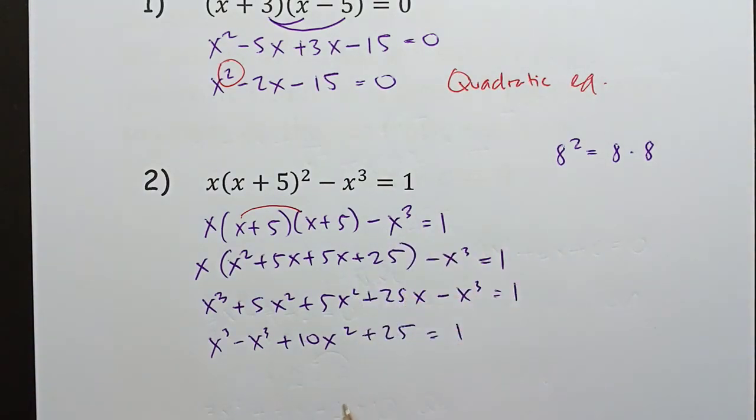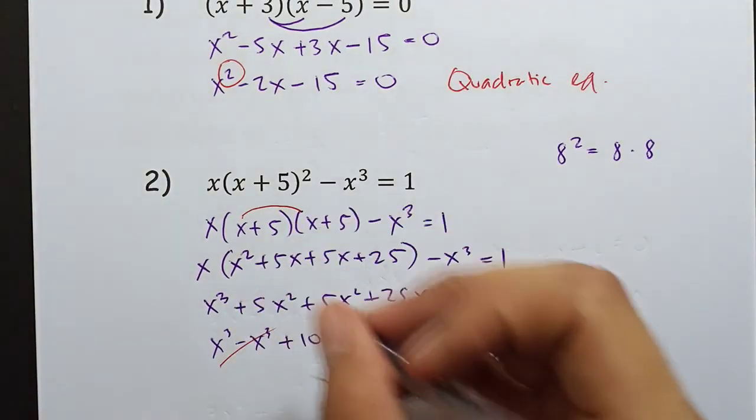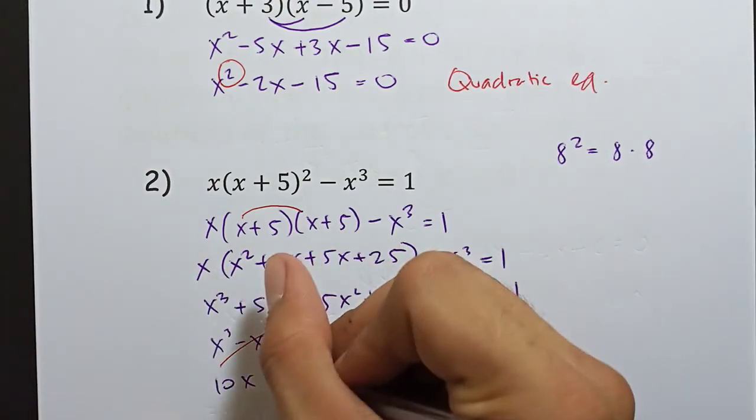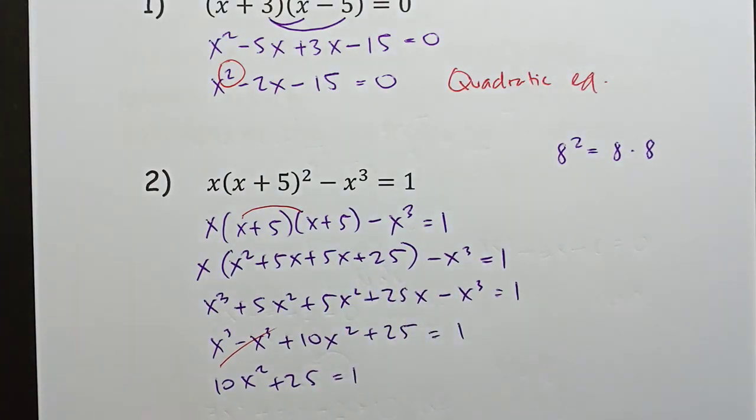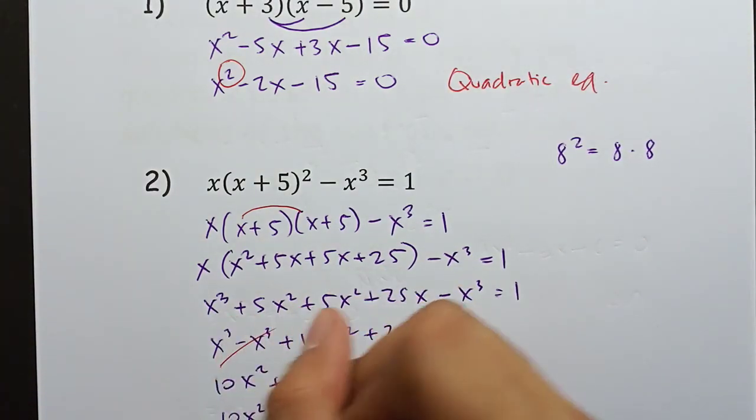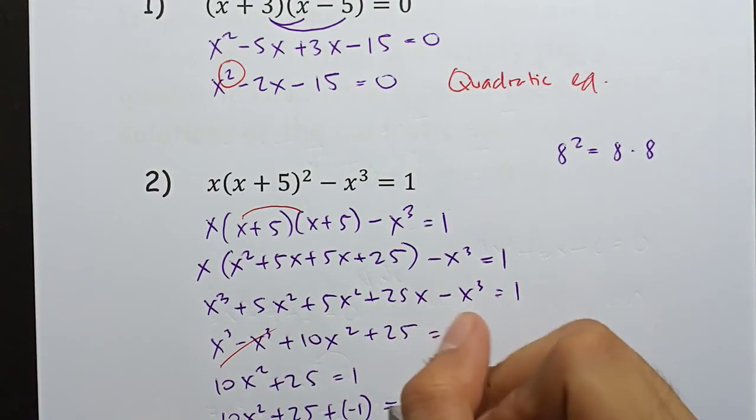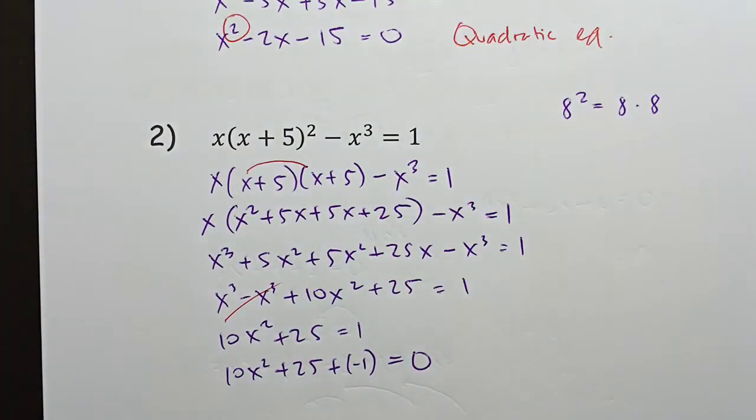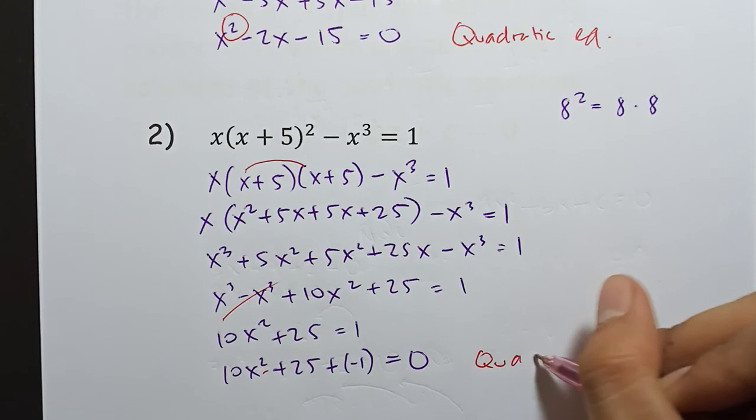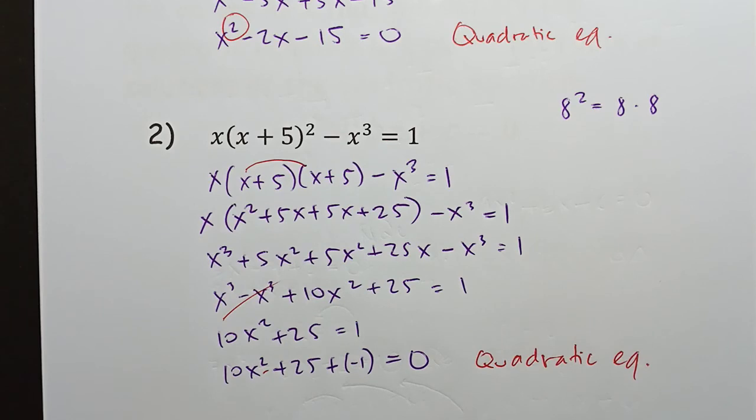So, cancel na pala si x cubed. Quadratic equation pala siya. So, 10x squared plus 25x equals 1. Then, lipat natin si 1. 10x squared plus 25x plus negative 1 equals 0. So, this is the standard form for this given. And as you can see, ang highest degree or yung degree ng ating polynomial is 2. So, this is a quadratic equation.